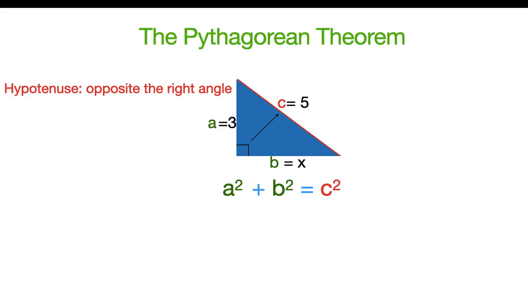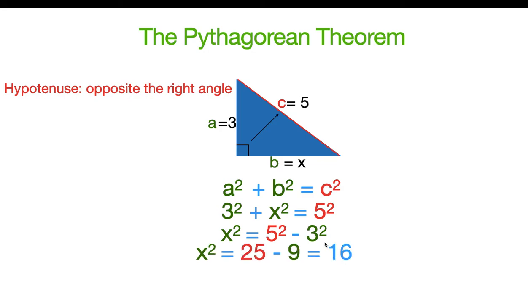So the first thing we're going to do is substitute the values of a and c with 3 and 5. 3 squared plus x squared equals 5 squared. The next thing we're going to do is isolate x. Because whenever you're solving an algebraic problem, you want to isolate the variable you're trying to solve. And in this case, it's x. So we're going to subtract 3 squared from both sides. And if we do that, we'll get x squared equals 5 squared minus 3 squared. Now we can solve 5 squared minus 3 squared. That's going to be 16. And 5 squared is 25, 3 squared is 9, 25 minus 9 is 16.